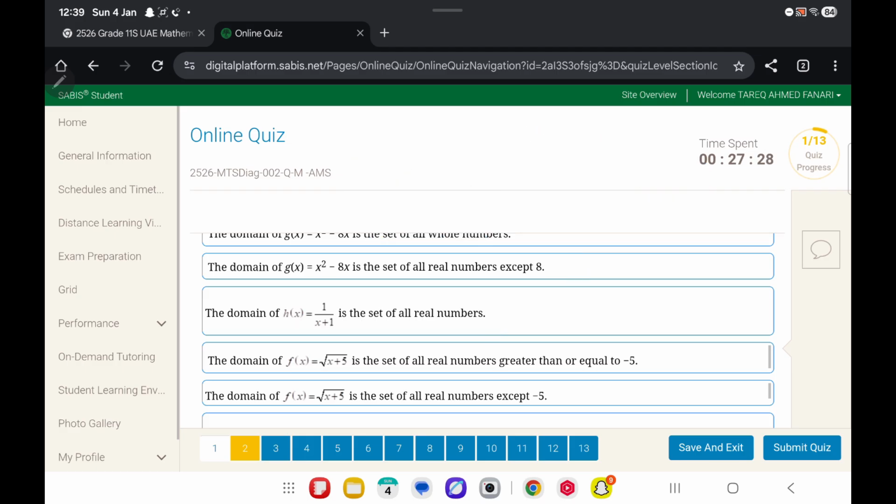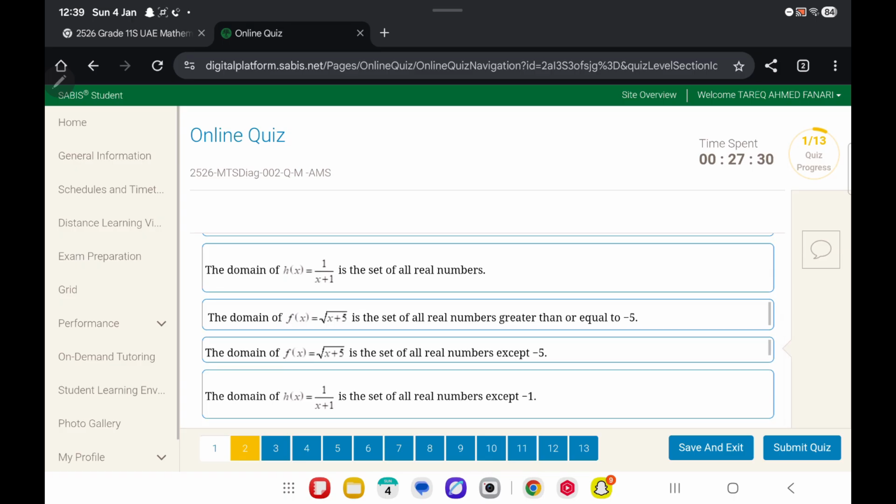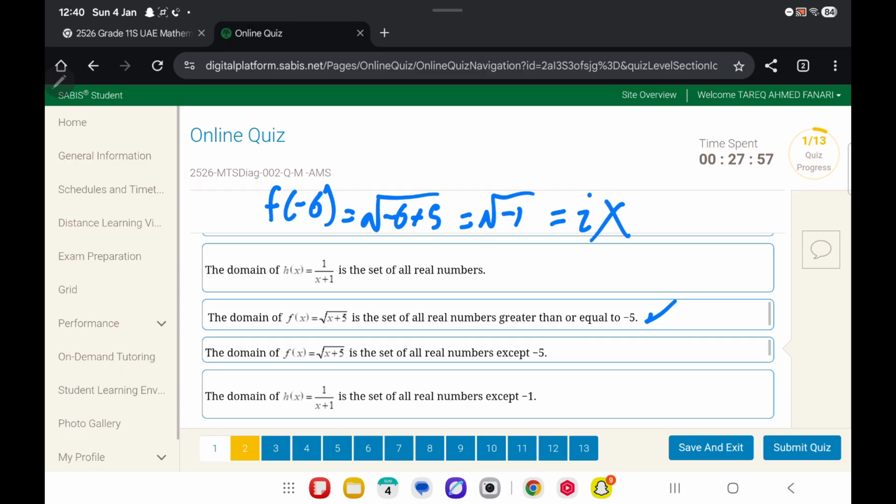This is wrong. Now, the domain of f of x equals radical x plus 5 is the set of all real numbers greater than or equal to negative 5. This is absolutely correct. Why? I'm going to explain this with an example. Try substituting negative 6. So f of negative 6 gives you negative 6 plus 5, which is negative 1. Of course, we're working in the real plane, not the imaginary plane. So this is not an accepted value. Technically speaking, this is undefined.